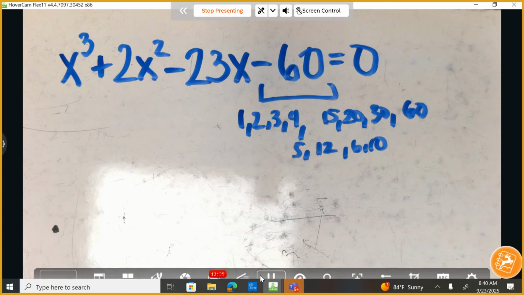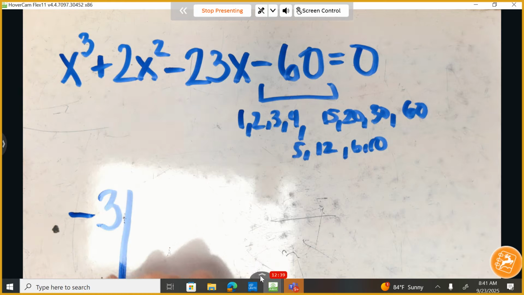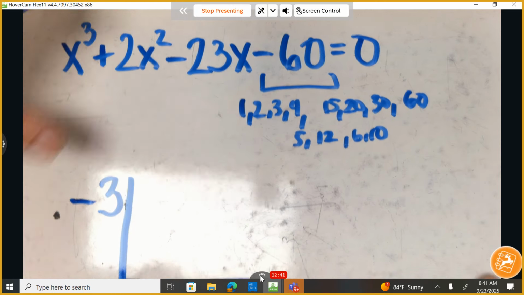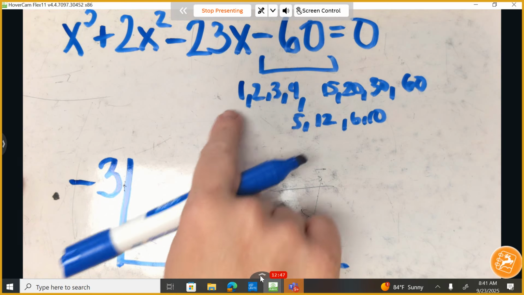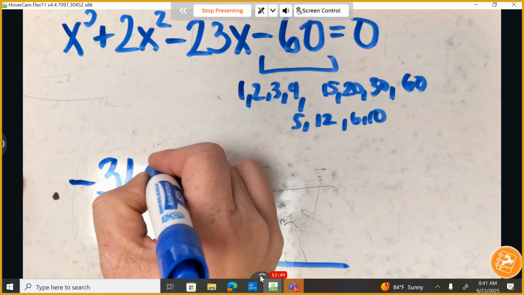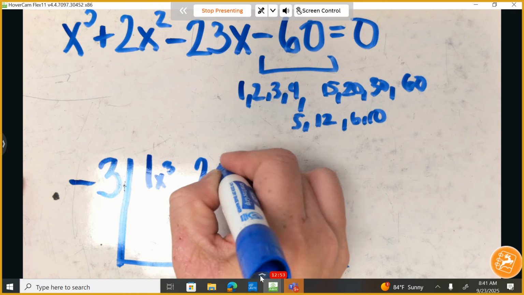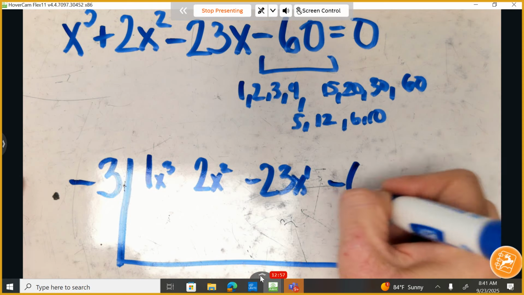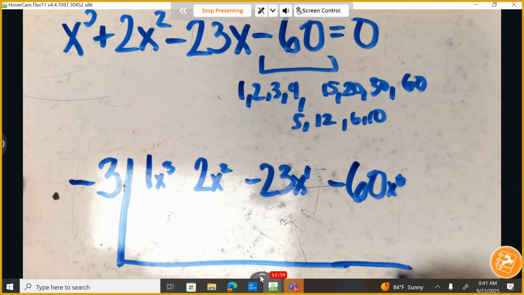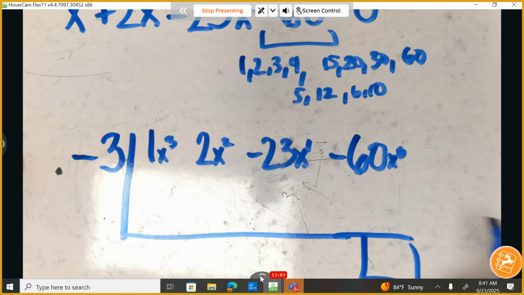I've been told by a group that -3 works. And so could I have everybody that's in front of me, let's please do -3 right now. I've been told by other groups when I was not filming that the number assigned to them did not work. So let's do -3. We have 1x to the third, 2x squared, minus 23x to the first, and -60x to the 0. So no term is forgotten about.